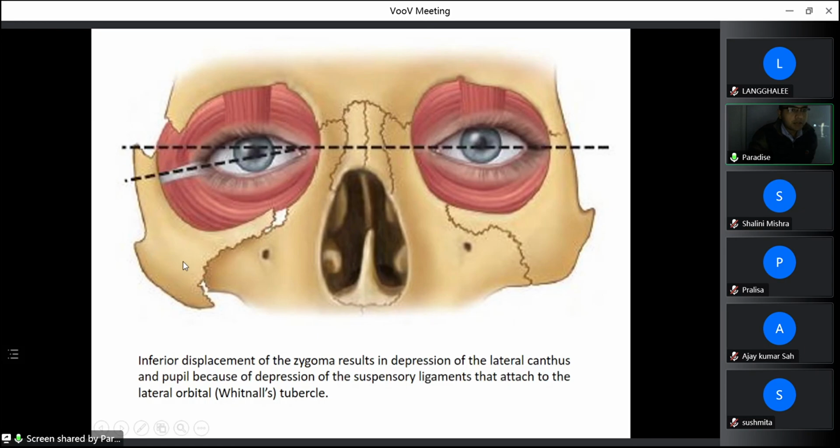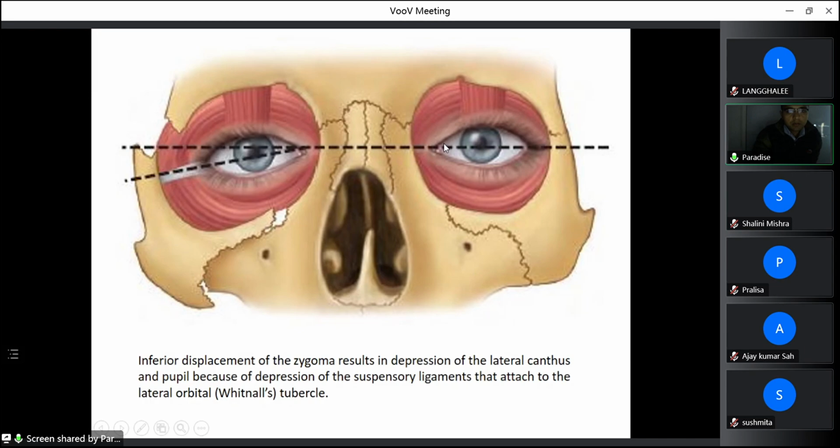So whenever this ZMC is fractured, the bone will be displaced downward. Along with this bone, the Whitnall's tubercle will also displace downward. So it will lead to the suspensory ligament, along with the globe, falling down. It will be displaced inferiorly, and this condition is known as hypoglobus. Hypo means low, globe means eyeball. So there is inferior displacement of the eyeball.